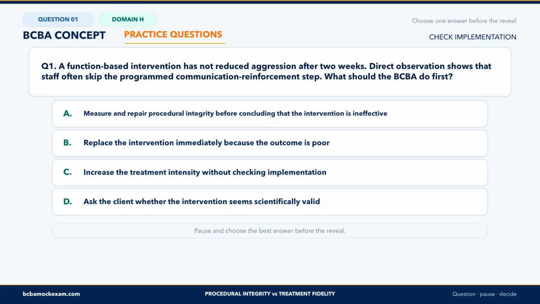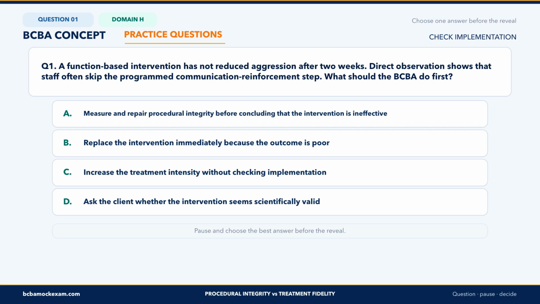Question 1. A function-based intervention has not reduced aggression after 2 weeks. Direct observation shows that staff often skip the programmed communication reinforcement step. What should the BCBA do first? A. Measure and repair procedural integrity before concluding that the intervention is ineffective.